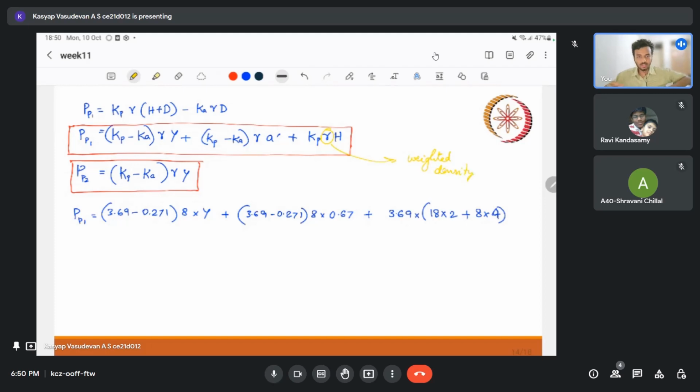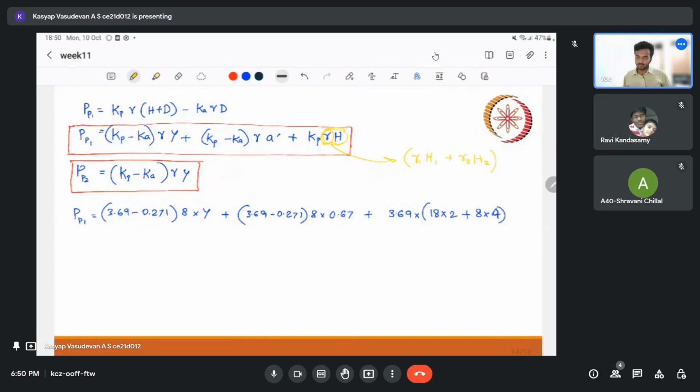So accordingly, depending on this height, wherever our position is, we have to adjust this value. So gamma 1 h1 plus gamma 2 h2, like that we'll have to add it up. So that's what we are doing here.